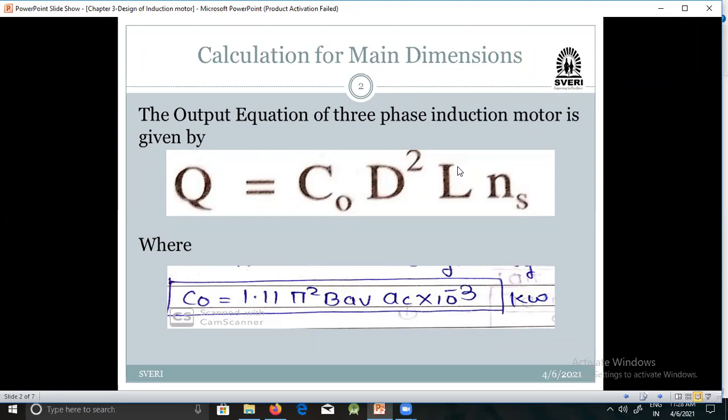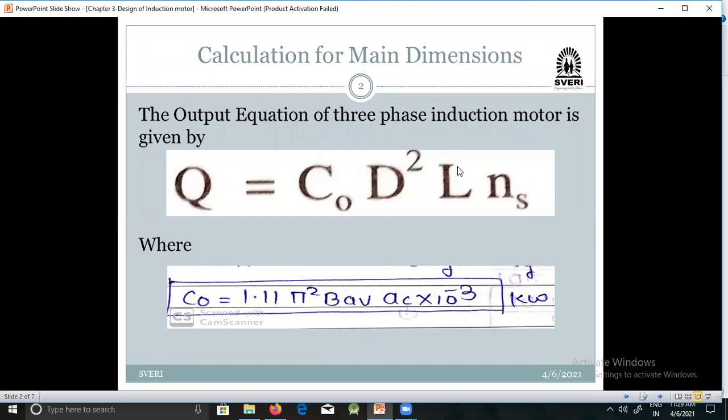Okay, now what you have to do is find out the value of C0 from the formula. If it is given, then it is okay. If it is not given, we have to find out the value of C0 from the equation, that is nothing but 1.11 pi square Bav ac kW into 10 raised to minus 3. Then we have to find out the value of output.